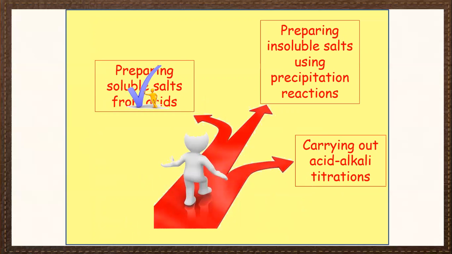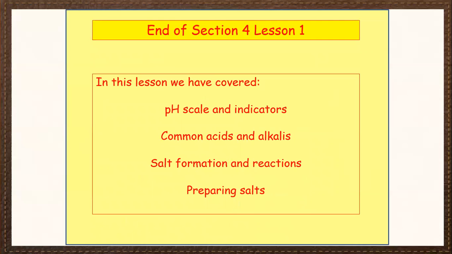So preparing soluble salts from acids, we have understood. Next, preparing insoluble salts using precipitation reactions, and carrying out acid-alkali titrations. So this is the end of this session. In this session, we have covered the pH scale and indicators, common acids and alkalis, salt formation and reactions, and preparing salts. Thank you.